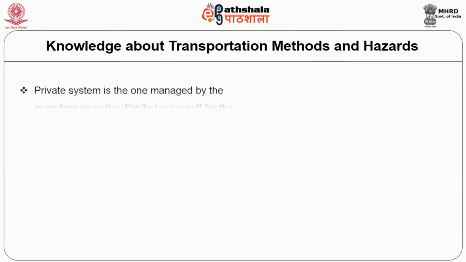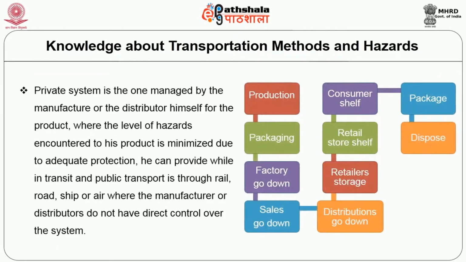The private system is the one managed by the manufacturer or the distributor himself for the product, and the level of hazards encountered by his product is minimized due to the adequate protection he can provide while in transit. Public transport is through rail, road, ship or air, where the manufacturer or distributor does not have direct control over the system. The distribution pattern of the consumer good is given below.